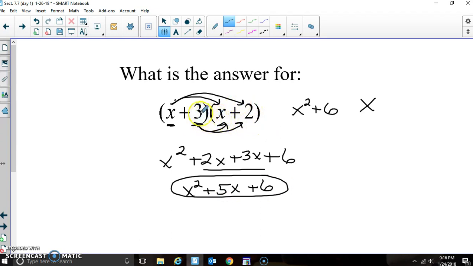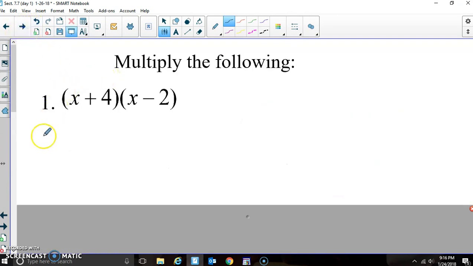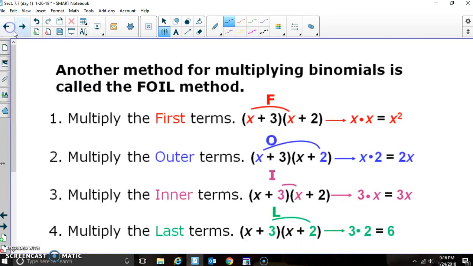So this is going to be a little bit different. You can't just multiply the x times x and 3 times 2 and say you're done. That does not work. Okay, final answer, x squared plus 5x plus 6. Now this also has a name. It is called the FOIL method.